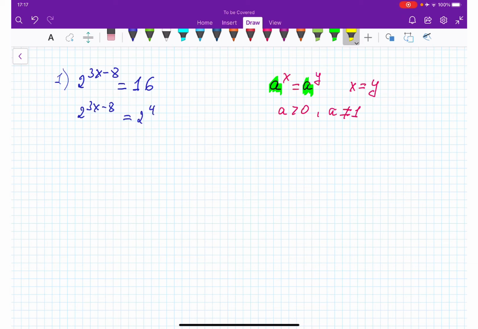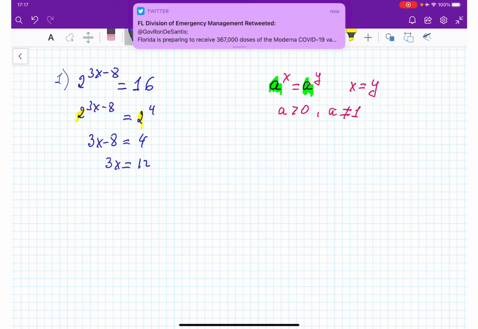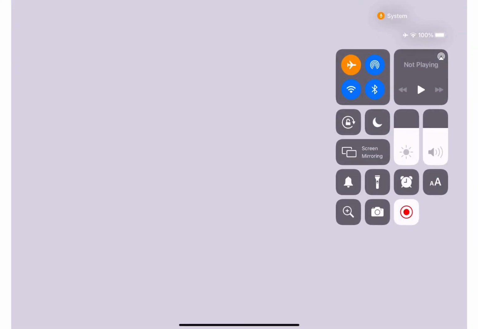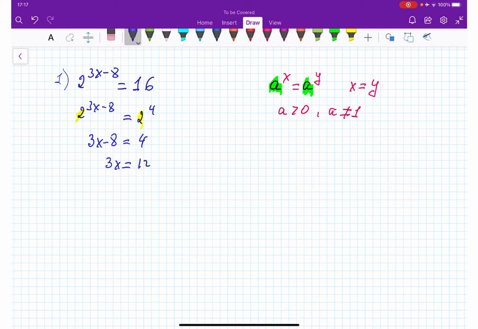Okay, since indeed we have same base 2 and 2 here, therefore we can insist that 3x minus 8 is equal 4. From here, 3x is equal 12. So we moved 8 to this side, it became positive, and divided by 3, we are getting x is equal 4. Okay, so the answer is going to be 4. Next question.